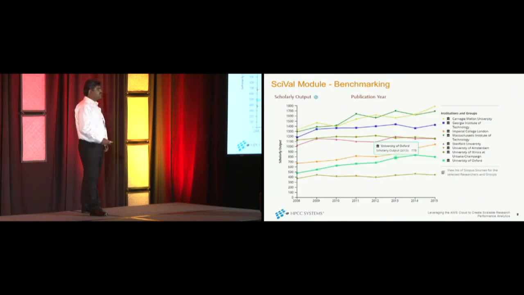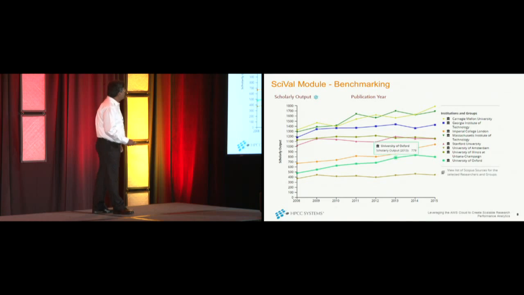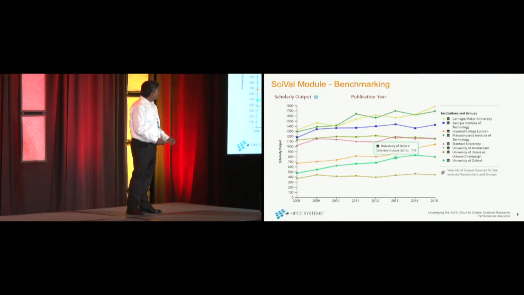This is a screenshot from second module we have, benchmarking. In this module, you can select over 100 entities from the left-hand panel that I showed earlier and directly compare their metrics. Here I have a scholarly output or publication output selected, and I also selected some of the top institutions in the world in the field of computer science. And for year 2015, you can see Carnegie Mellon is at the top, followed by MIT and Georgia Institute of Technology.